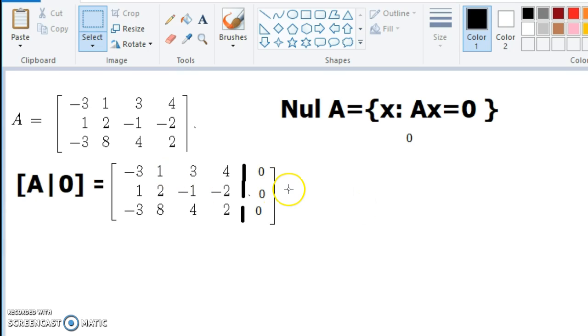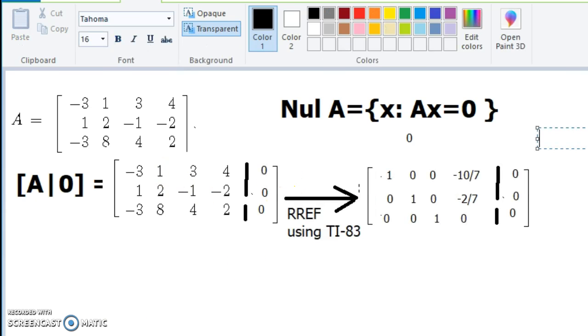Now we take rref, and here is my rref using my TI-83 calculator. It looks like that. Remember, I want my rref to be always a fraction. Okay, if possible, write a fraction as a horizontal line, not slanted like this. So this is what the rref of A augment with 0 will look like.